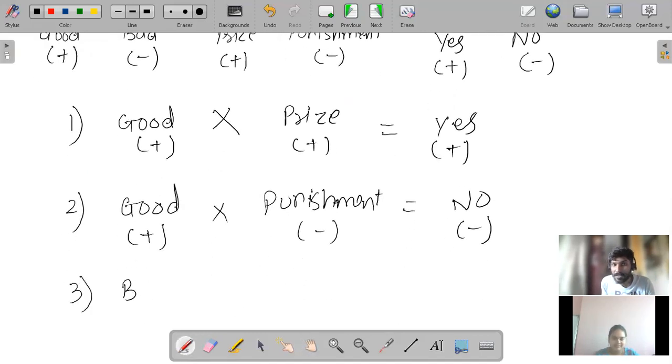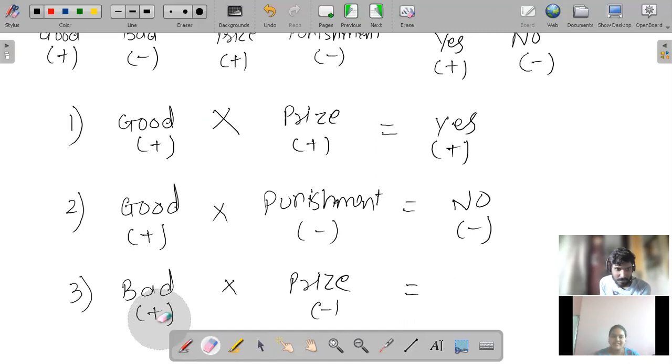You did a bad work, but you got prize for it. Is this acceptable? No, it's not acceptable. Bad work will be minus and prize will be plus. Oh, I'm sorry, I did it the wrong way around. So minus and this is plus. Is this acceptable? Will it be fair? No. So that is minus.